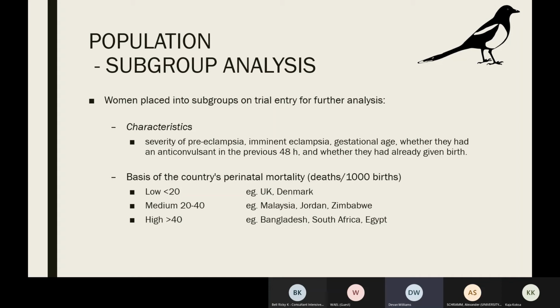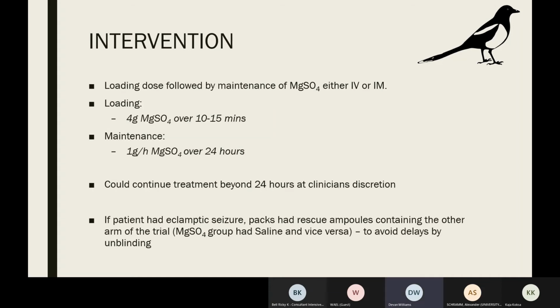They also had a look at subgroup analysis based on the country of recruitment, by perinatal mortality. Some of the examples, these are all taken from the trial itself, at the time of perinatal mortality, generally given as deaths per 100,000 births. The low ones were UK and Denmark. Some of the medium ones were Malaysia, Jordan, surprisingly Zimbabwe at that time. I suspect it might have changed. And some of the higher risk ones were areas such as Bangladesh, South Africa, and Egypt. I won't really comment too much about the subgroup analysis going forward because it gets a little bit complicated, but I'll mention it at the end in the conclusion.